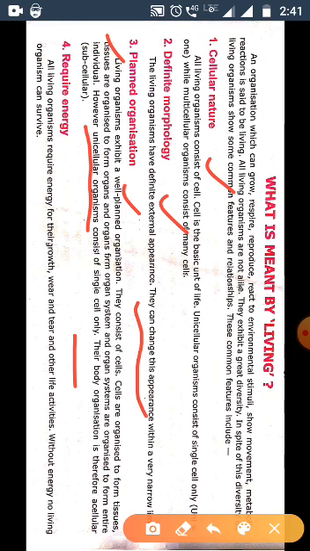Also, the fourth point is required energy. You have not heard that non-living objects need energy, but all living beings require energy for their activities. What are the activities? Their growth, wear and tear, and other life activities. Without energy, no living organism can survive. Energy is required, a must. Without energy, any living being cannot survive for even a little time.